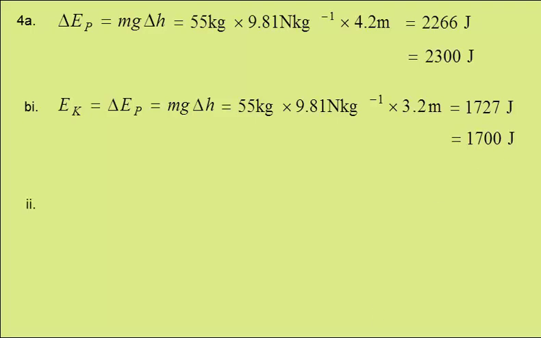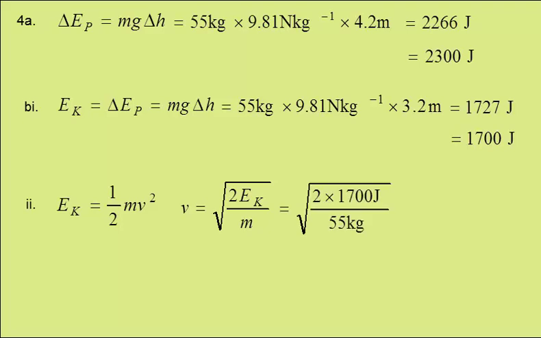In part 2 we need to find her vertical speed at this point. Well, kinetic energy is half mass times speed squared, so rearranging for speed and putting in the values gives a speed of 7.9 meters per second.